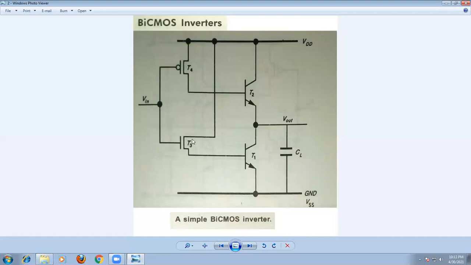When these two transistors are on, there exists a short circuit between the VDD line and the ground line, through the transistors T3 and T1. So there is a short circuit path, and some amount of static current will flow from the VDD line to the VSS line. This is undesirable, because the power dissipation will be very high in this case. So we cannot use this type of circuit.